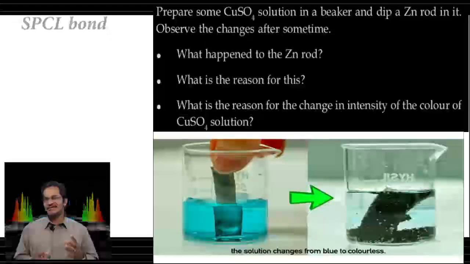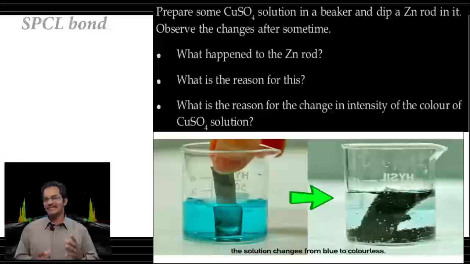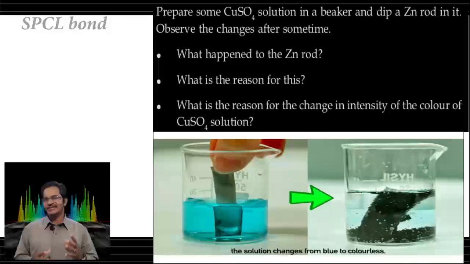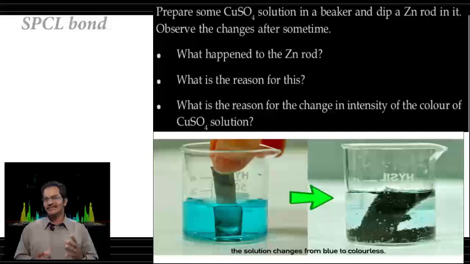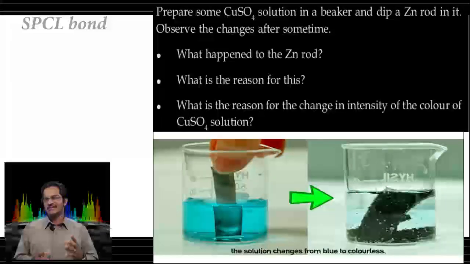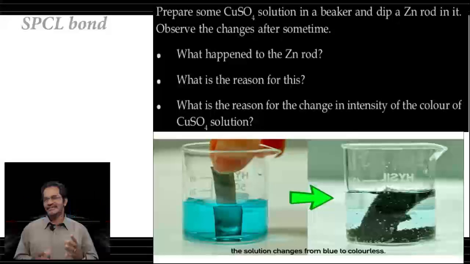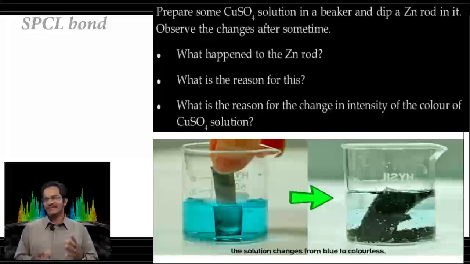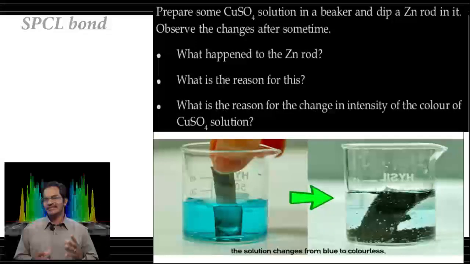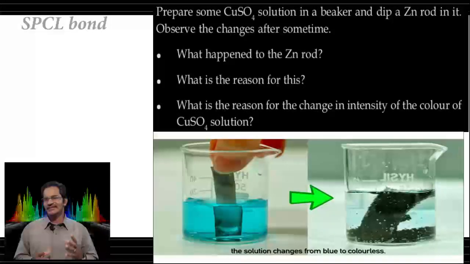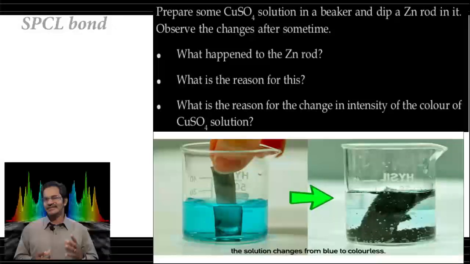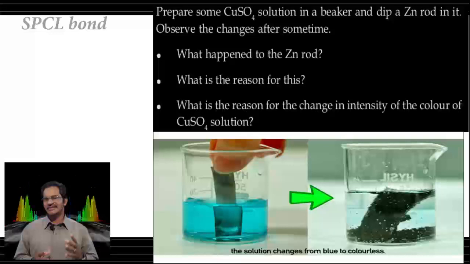There is a figure, and in that photo we can very easily find the difference between before the experiment and after the experiment. Initially there is a dark blue color in the copper sulfate solution, an observable change, but after some time the color vanishes, or decreases. Number one. Number two, the zinc rod is smooth in the initial stage.